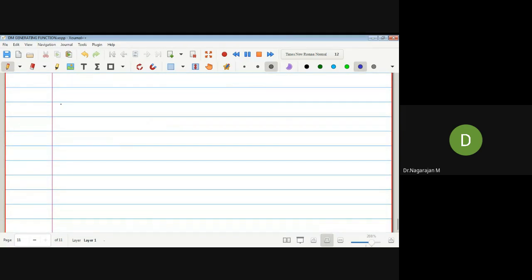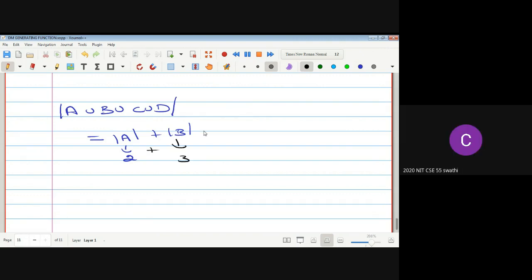Therefore, the cardinality of A union B union C union D equals A value. What is the A value? 2, sir. Super. Plus cardinality of B. What is the B value? We can change the color. What is the B value? 3, sir. What is the C value? 5. Next, 7, sir. Okay.